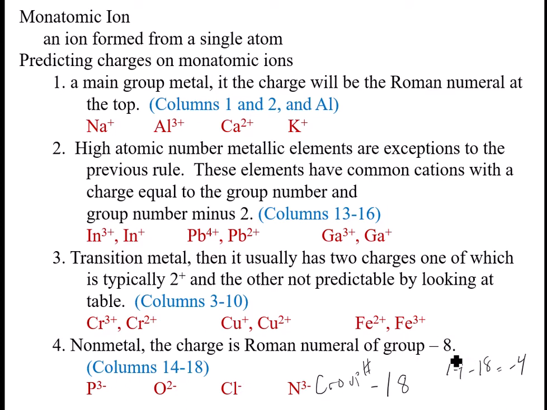So the nonmetals form anions. Phosphorus is in group 15, so 15 minus 18 gives me -3. Oxygen is in group 16, so 16 minus 18 gives me -2. This is in group 17, so 17 minus 18 gives me a -1. And this is in group 15 also, so nitrogen's a 3 minus.